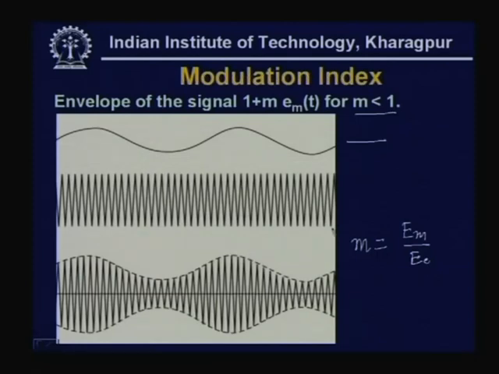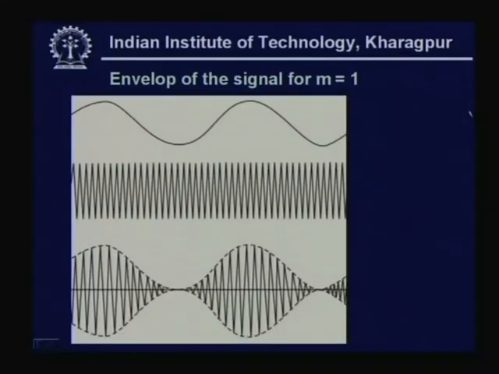Now, let us see what happens whenever you increase the modulation index. As you increase the modulation index or the value of m, as you can see here, the value of E_m has been increased compared to the previous diagram. So, here what has been done, E_m has been made equal to E_c.